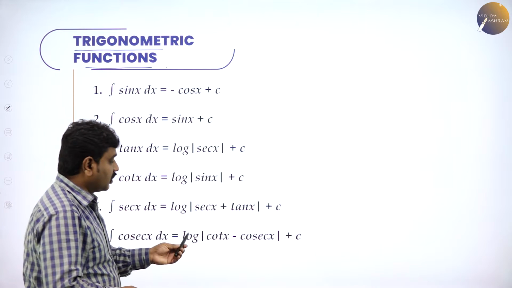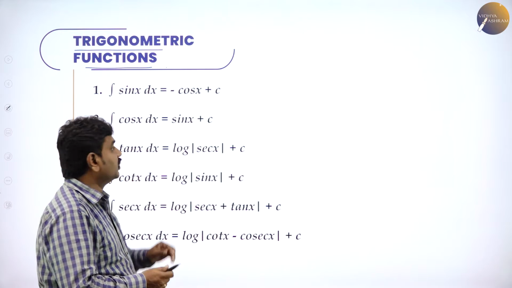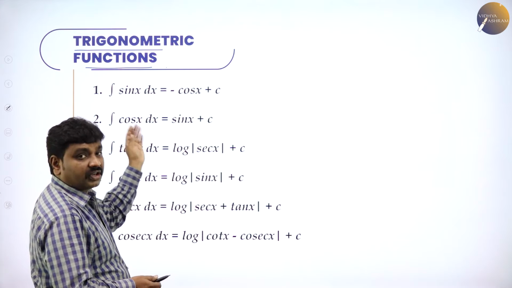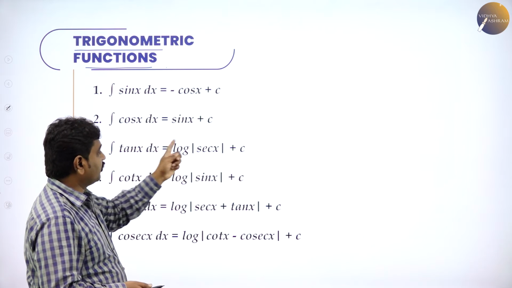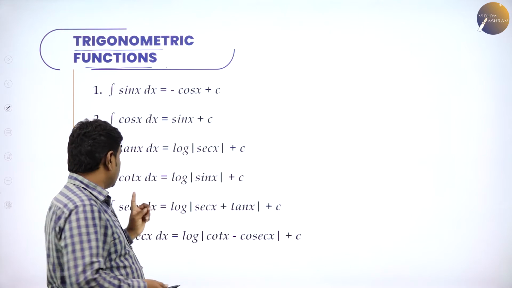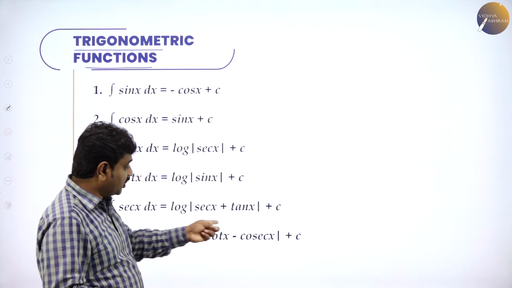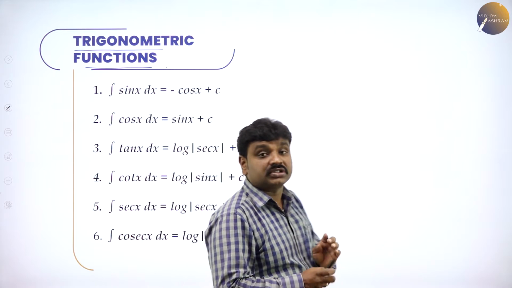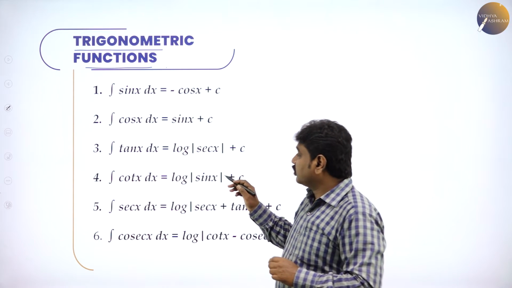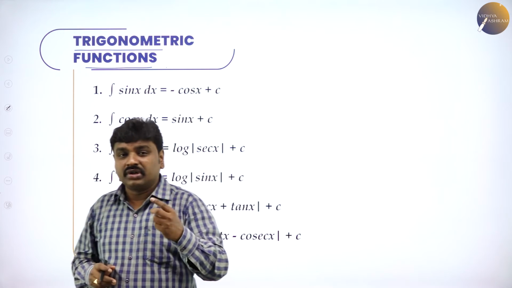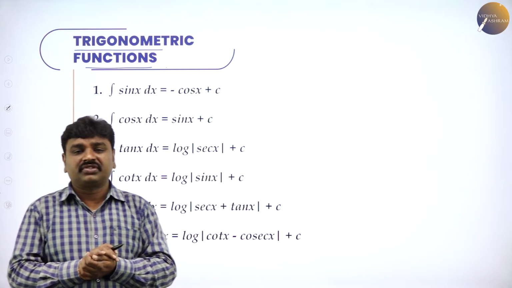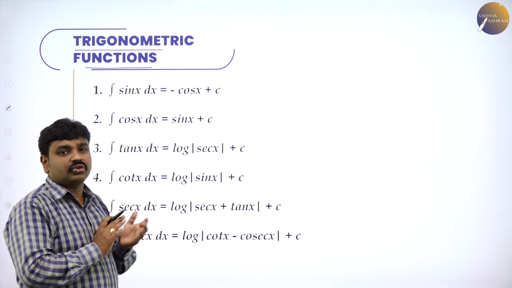Integration of cosecant is log of cosecant x minus cot x. So sin has minus cos, cos has positive sin. Tan is log of secant but cot is log of sin. And secant is log of secant plus tan and cosecant is log of cosecant minus cot. 6 functions, become thorough. So before you start the problems of the exercise, first all the formulas should be on your tongue tip.